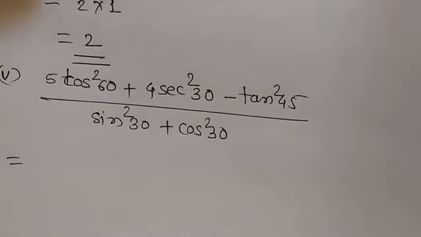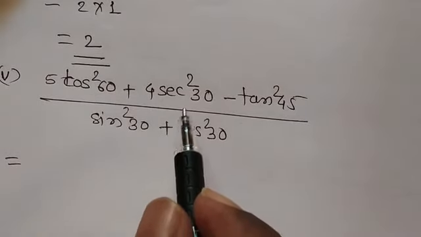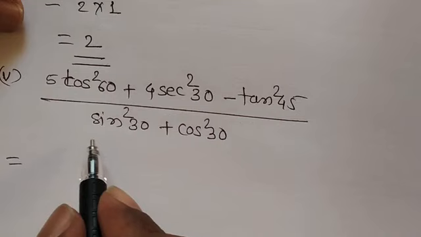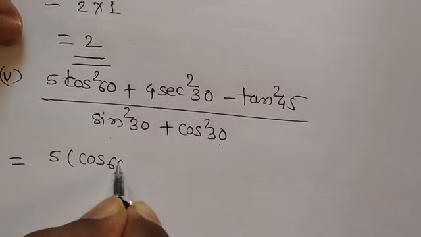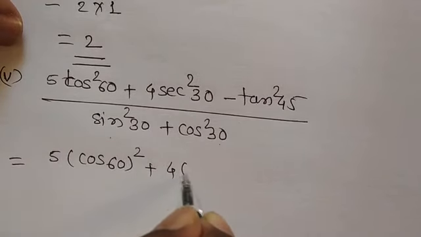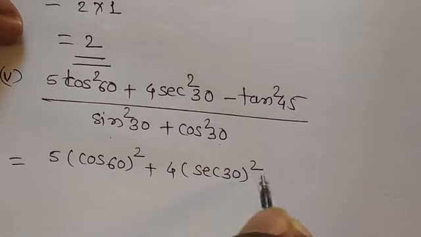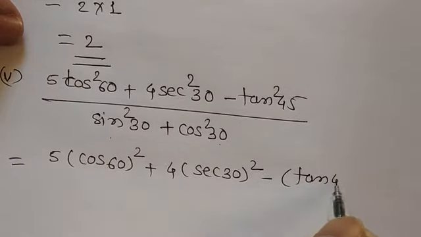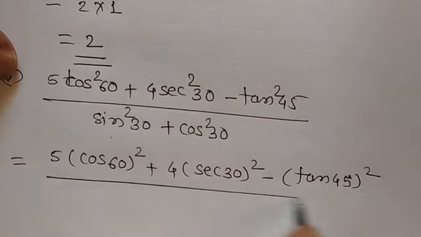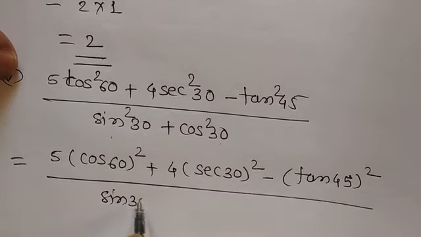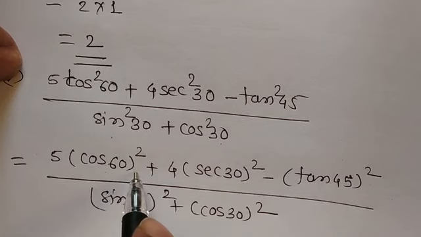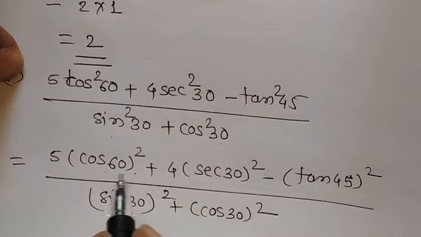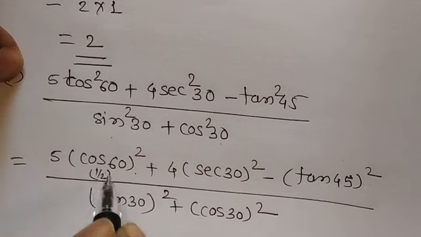These examples you can write here as what? 5 cos square 60 plus 4 sec square 30 minus tan square 45 upon sin square 30 plus cos square 30. You can write here: 5 cos 60 whole square plus 4 of sec 30 whole square minus tan 45 whole square upon sin 30 whole square plus cos of 30 whole square. Now put in the value of cos 60. What is the value of cos 60? That is simply 1 by 2. You can put it here.